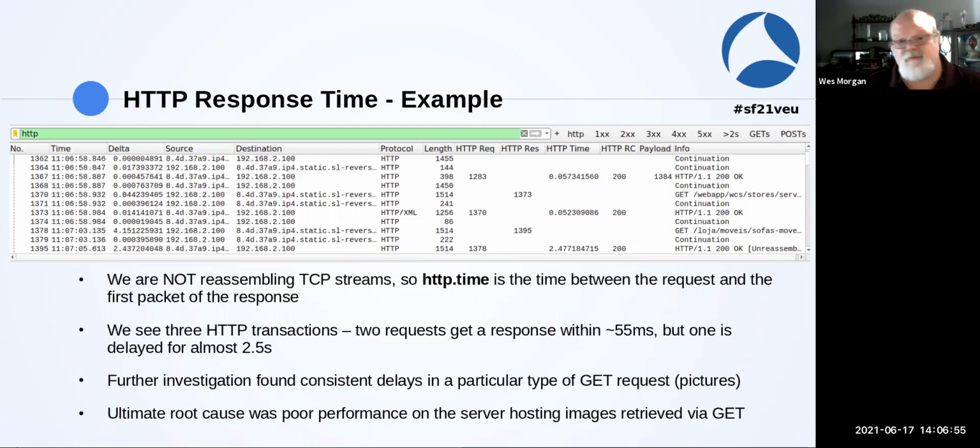This is the profile I use for HTTP troubleshooting. You can see I have time delta as a column. I also use HTTP request, HTTP response, HTTP time, return code, and payload size. So I can look at any one of these and say, this is a response, and it is a response to the request I made in packet 1283. Here is my request, a new request, and its response is in packet 1373.